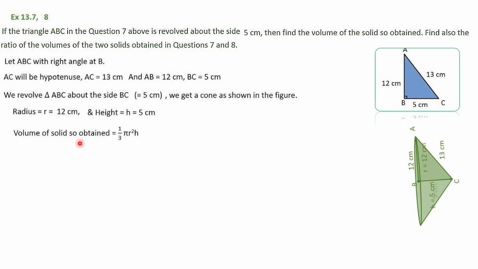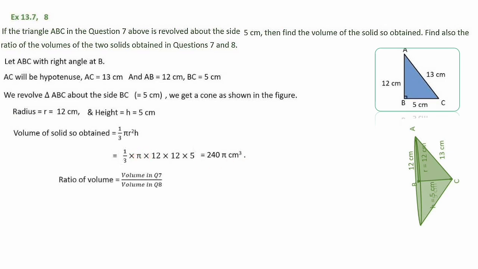Then volume of the solid is 1 by 3 pi r square h. Just substitute 1 by 3 into pi into r, which we have changed here to 12, into 12 into 5. Here 3 and 12 we will get 4 times. When you multiply 4, 12 and 5, we will get 240. Quite a simple calculation. 5 fours are 20. 20 into 12, 240 pi centimeter cube. Pi we will keep the same.